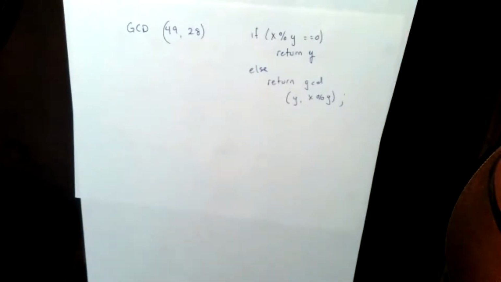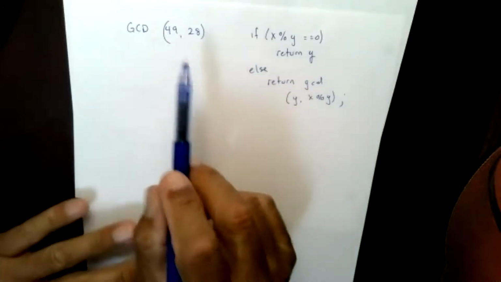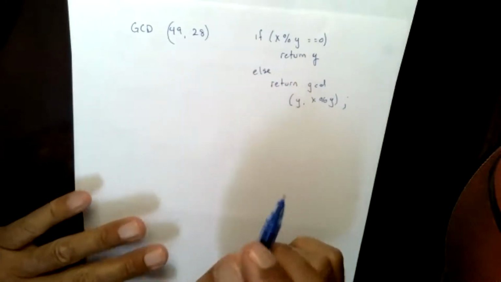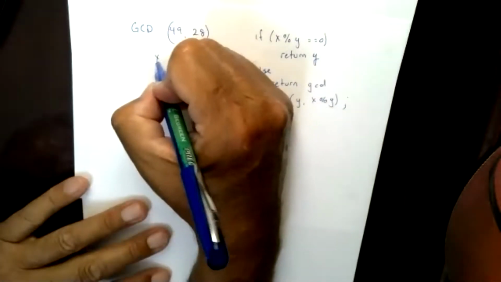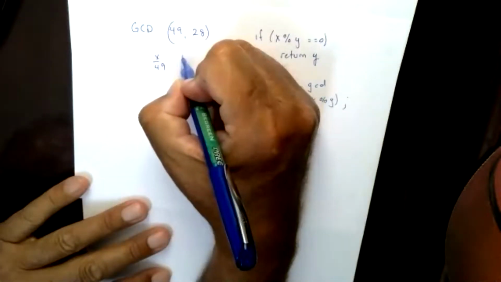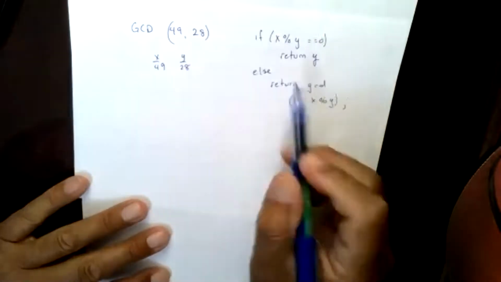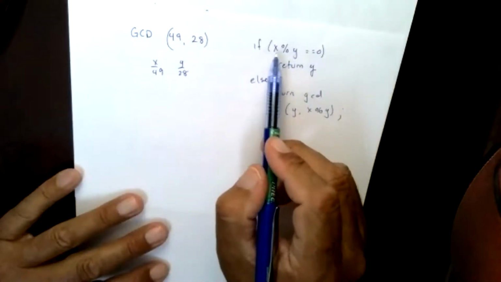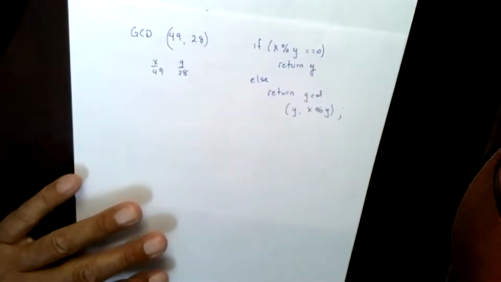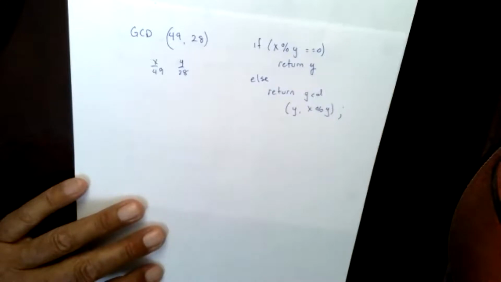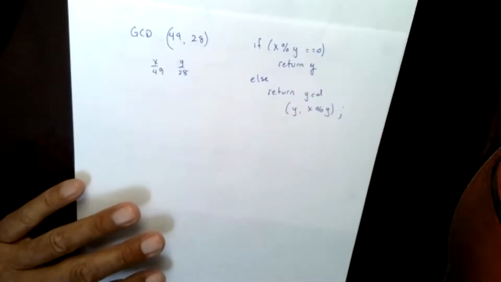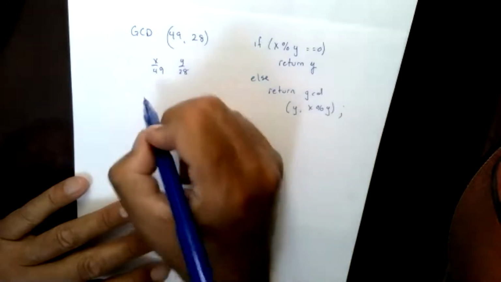All right, so y'all are pretty smart. Let's see how this works. I call GCD of 49 and 28. Right now, my X is 49. My Y is 28. My question is, does X mod Y equal 0? No, it doesn't. So now I'm going to call it again.